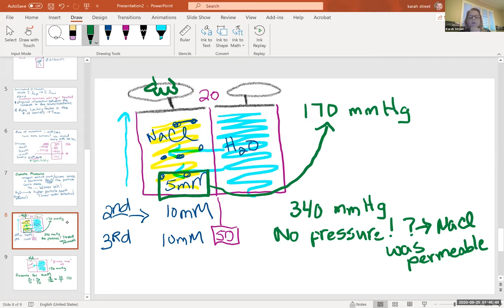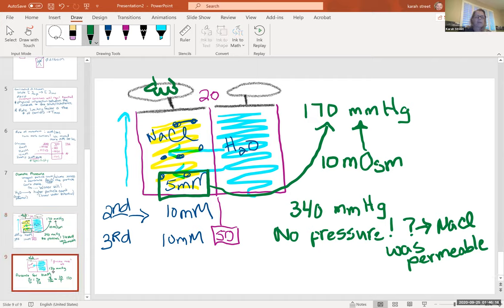What is the dissociation factor, my sweets, for sodium chloride? Two. 5 × 2 = 10. We're playing with 5 millimolar sodium chloride, you were playing with 10 milliosmoles. And that is the pressure you had to apply, 170.